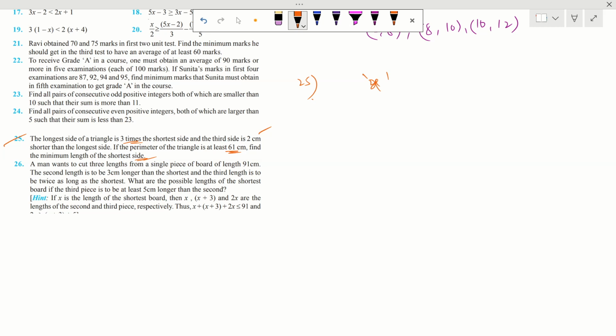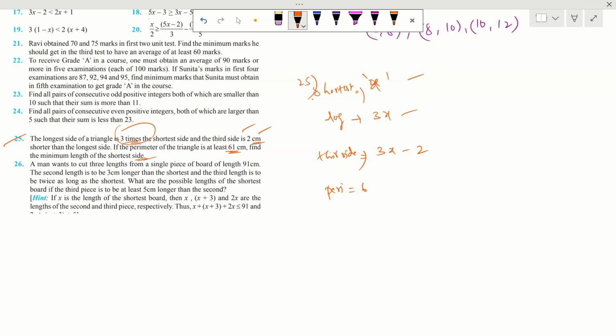And the longest side is 3 times the shortest side. So the shortest is x, and the longest will be 3x. And then the third side is 2 centimeters shorter than the longest side. So the longest side is 3x, then the third side will be 3x minus 2, right? The third side of the triangle is 3x minus 2.